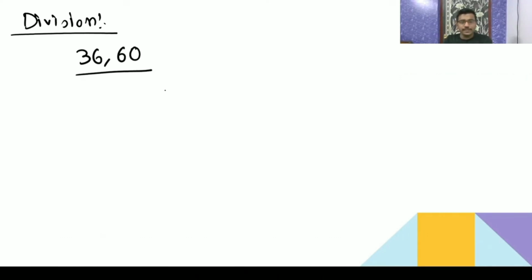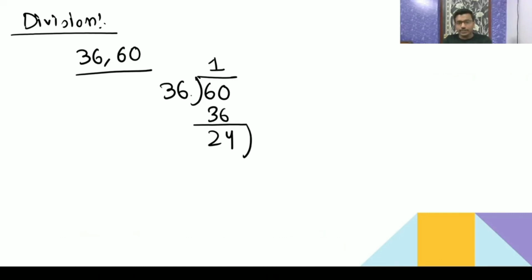So now write another method, that is the division method. If the numbers they have given you are 36 and 60, what you have to do? You divide 60 by 36. In one go, 36 into 1 is 36, and you are going to get remainder 24. Now 36 will come here. Now again you divide 36 by the remainder you got, 24. In one go you will get 24.